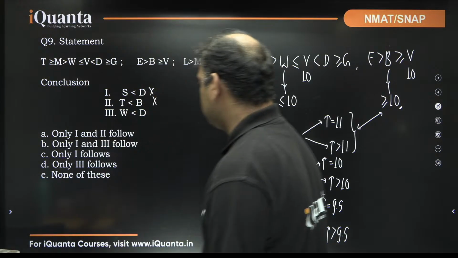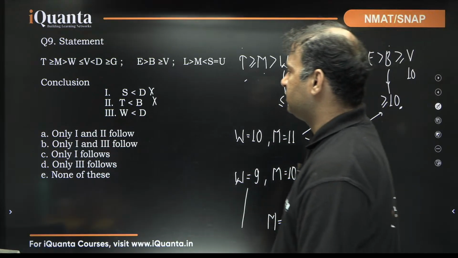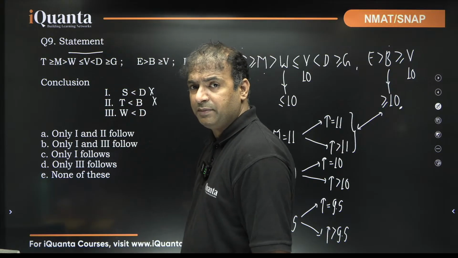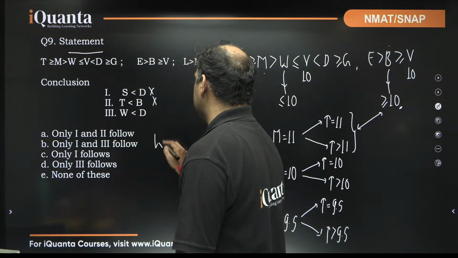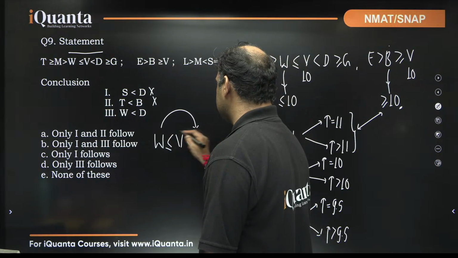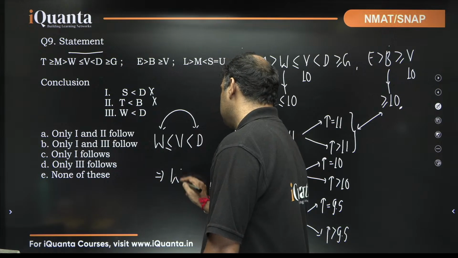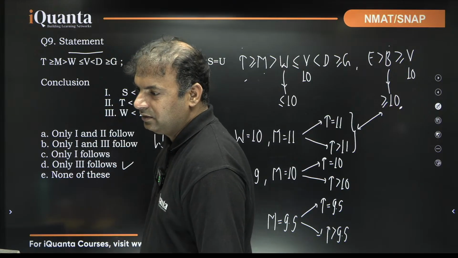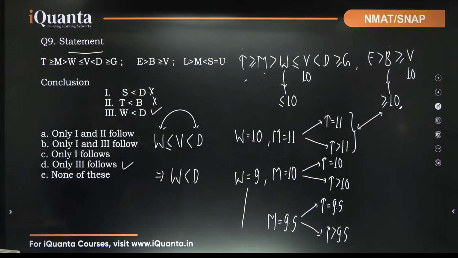Fine, moving to the last conclusion here, which is about W and D. That is something I think given to us, right? In one statement, so we do not need to check anything else. Only statement 1 can be sufficient, right? Where they are saying that W is less than or equal to V and V is less than D. Very obvious guys, with the help of these two we can say that W is definitely less than D. If W is less than D, then the third conclusion is true, and we can say option D is the best option here. Simple. Alright, hope this is clear. So that was question number 9 with us.